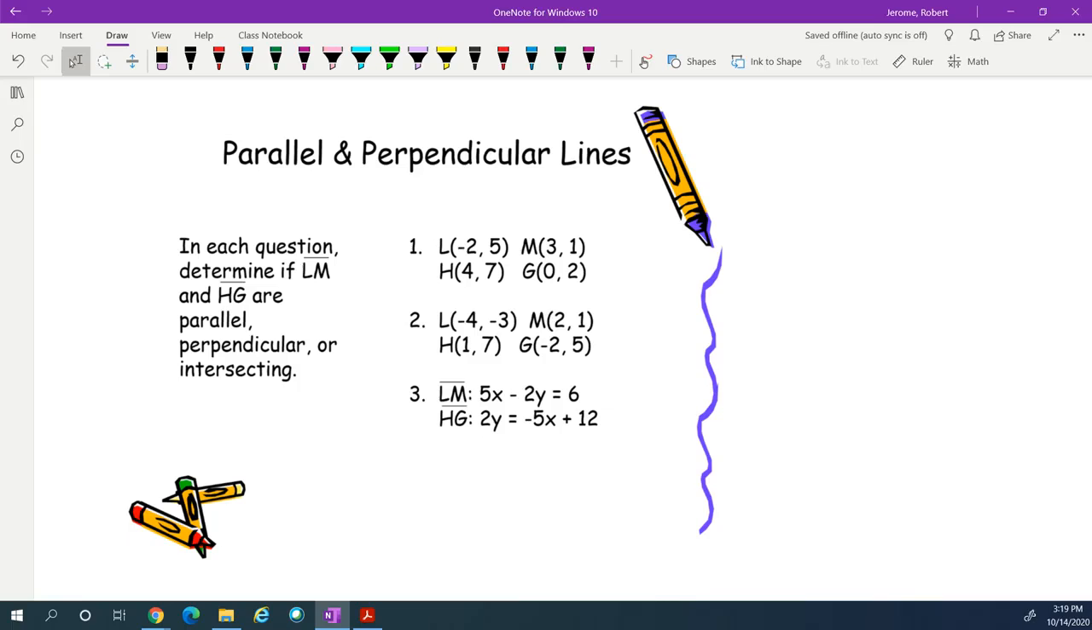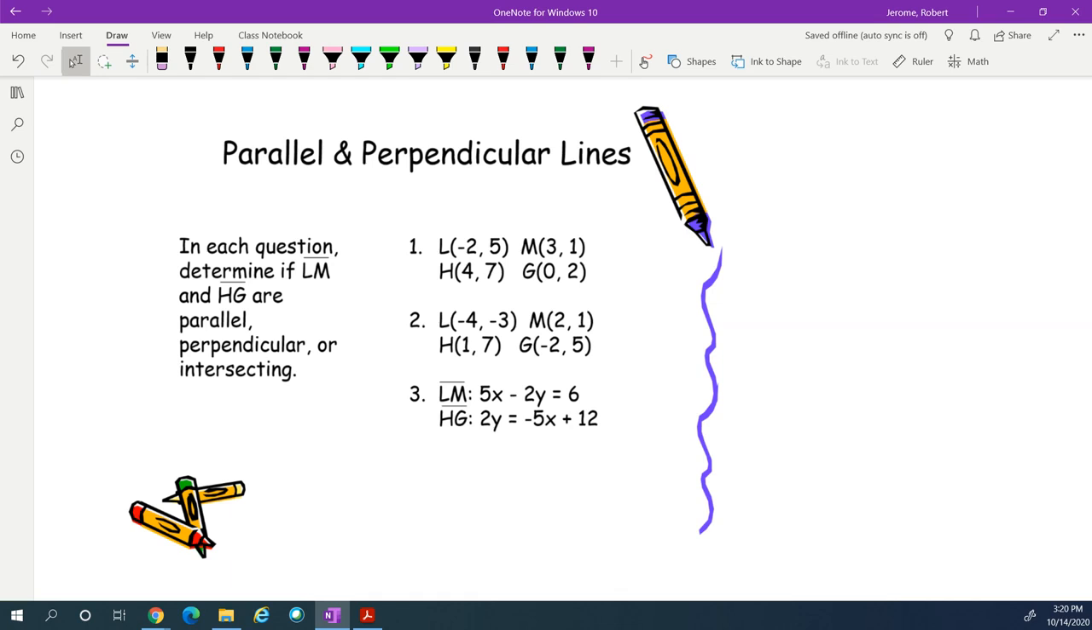We want to determine if the lines LM and HG are parallel, perpendicular, or just plain old intersecting. On the plane, there's only 2 things that can happen. They either don't touch or they do touch. So parallel or intersecting. Sometimes when they intersect, they're perpendicular. Same slope, parallel; opposite reciprocal is perpendicular. Anything else is just plain old intersecting.